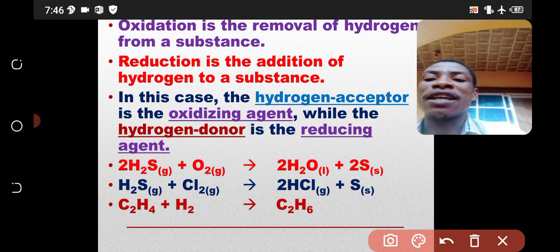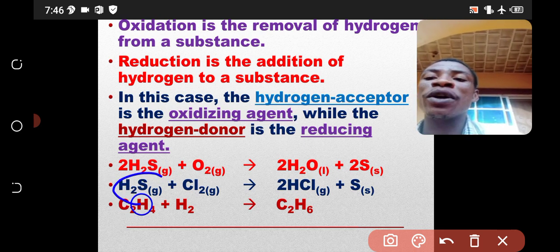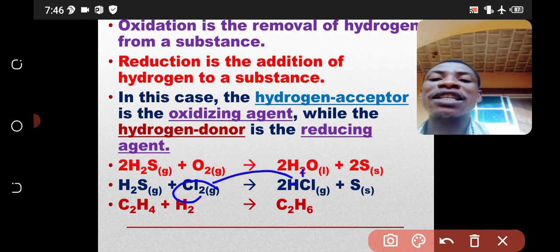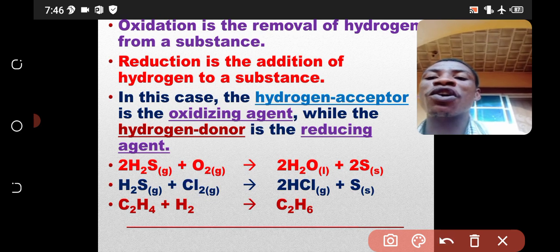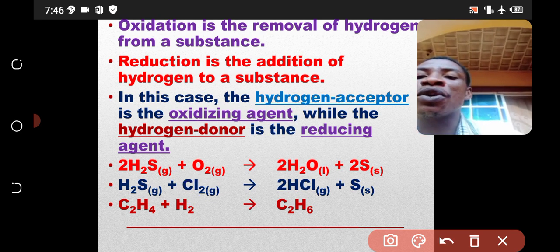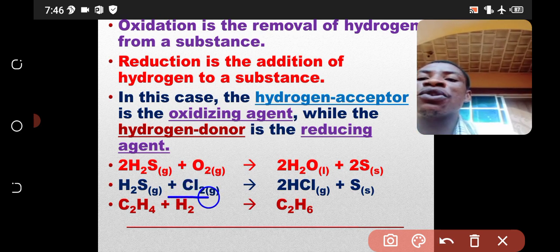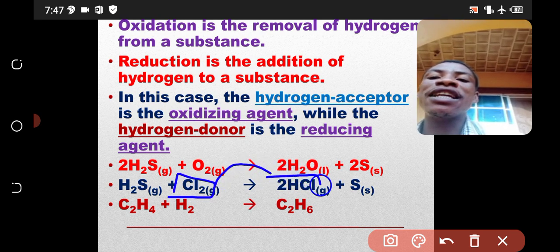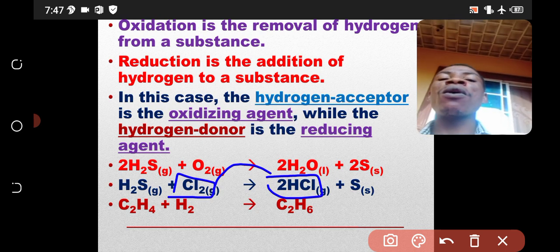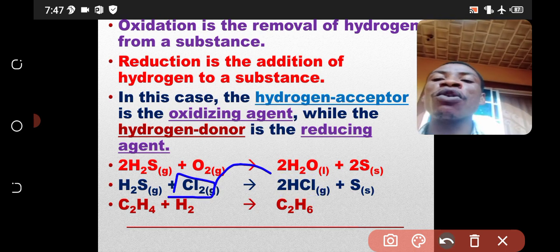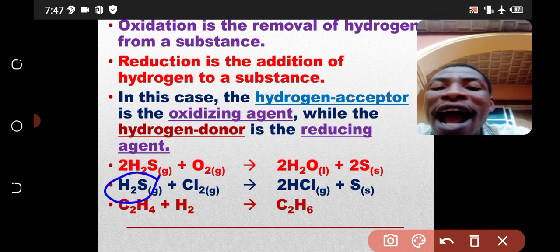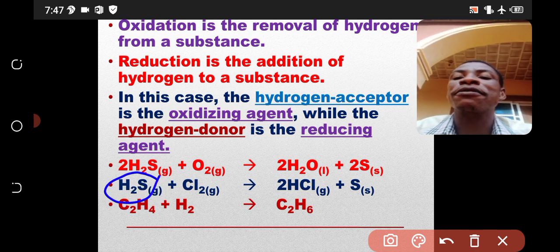Then here, that's oxidation of H2S, and chlorine is reduced to HCl. So you can see that chlorine has been reduced because there's an addition of hydrogen to it. Cl has no hydrogen before, but coming to the product side, it gained 1 hydrogen. We call that a reduction of chlorine, but also an oxidation of hydrogen sulfide.